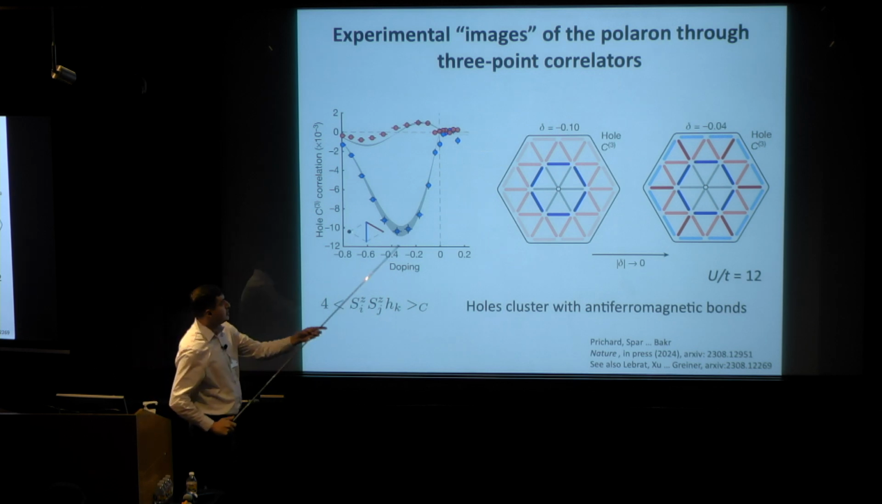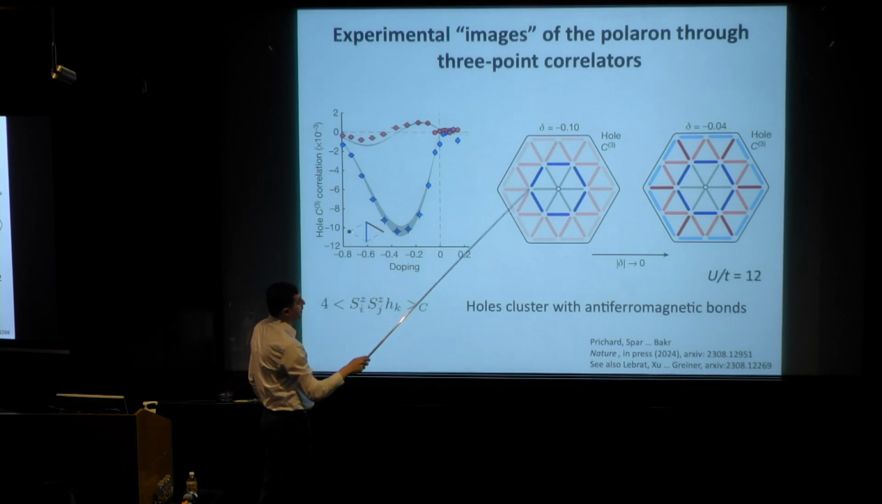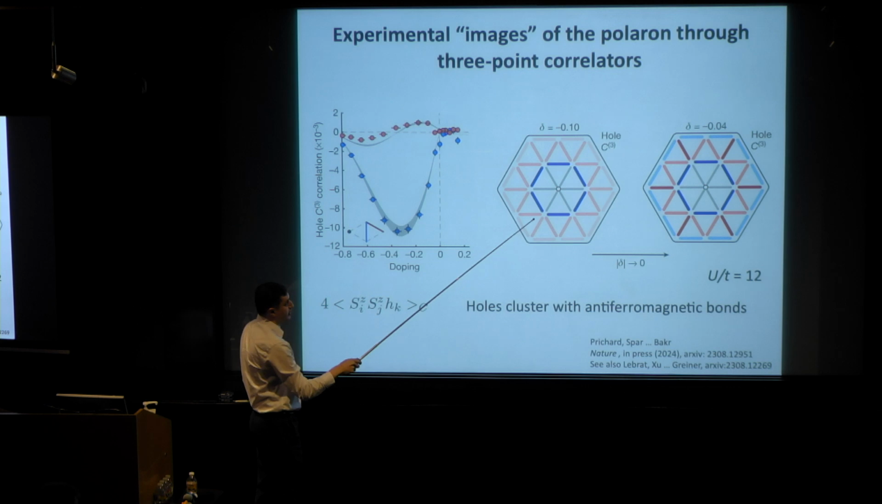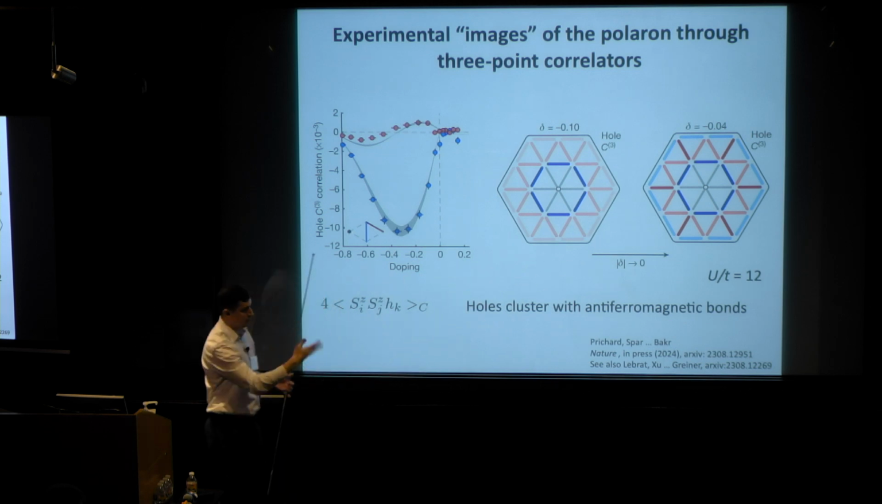And so here's the 3-point connected correlator, for example, at 10% doping. And you can see, indeed, around the hole, we find in the data these negative spin correlations. And then if you go even closer to the limit of a single dopant, so here we're going to 4% doping, this antiferromagnetic pattern increases even more.